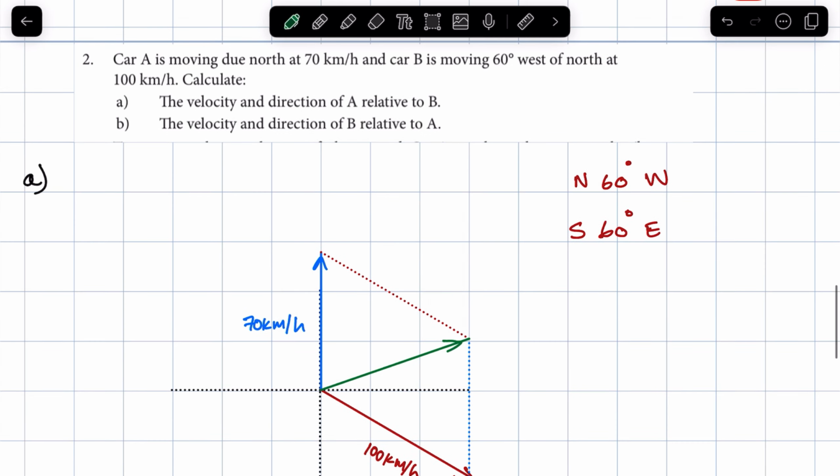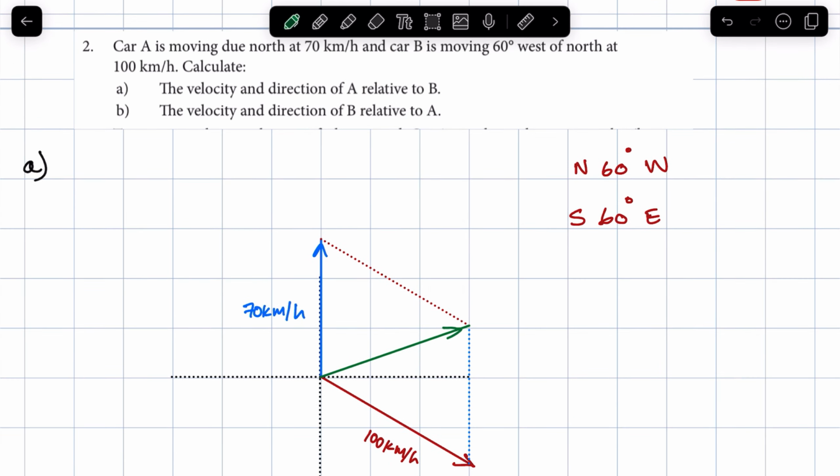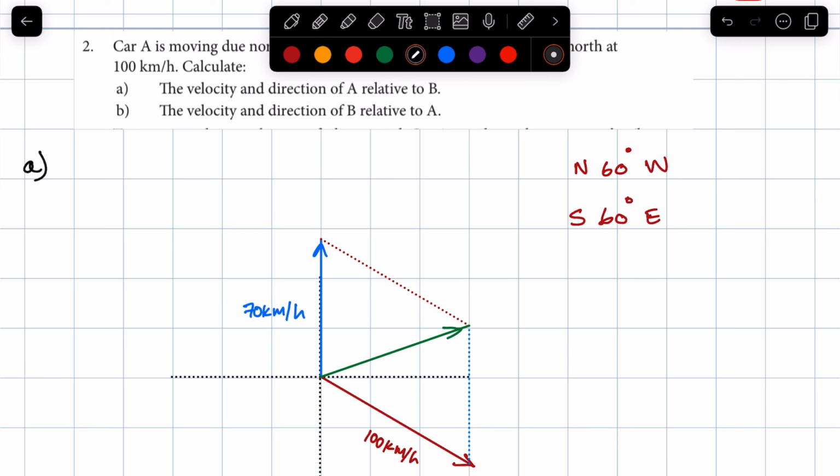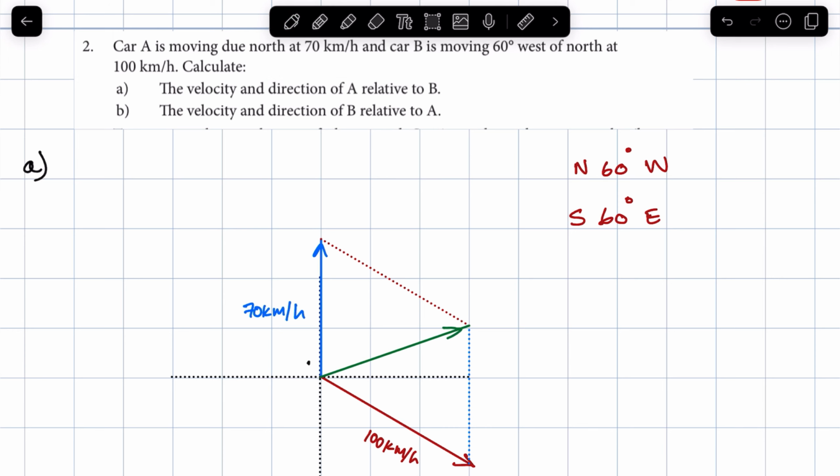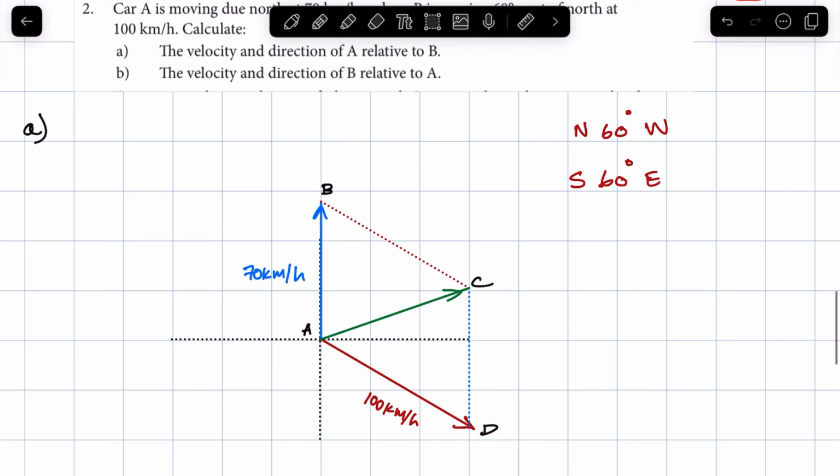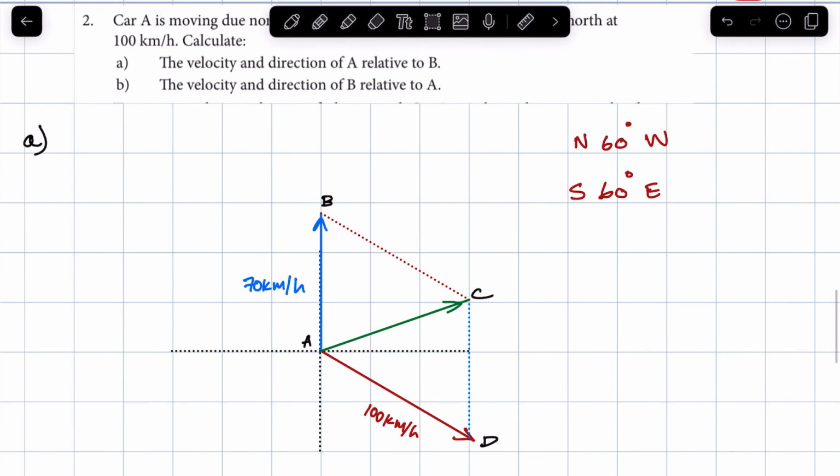Now, what I like to do is, once I've completed my parallelogram, I simply label it all around. So that's going to be A, that's B, that's C, that's D, right? And then you have to work out your angles, which will be convenient for our calculations.